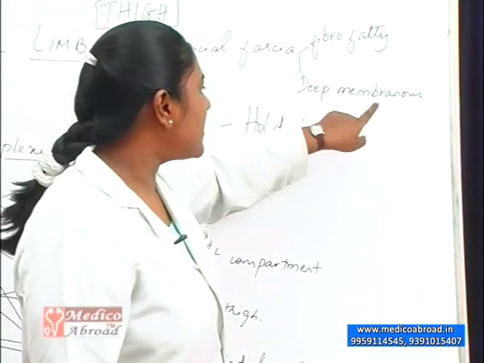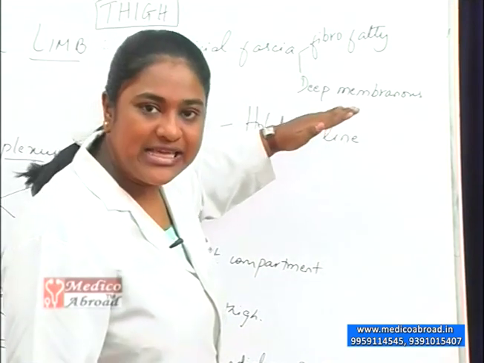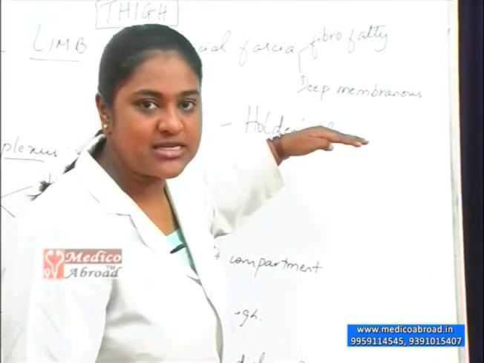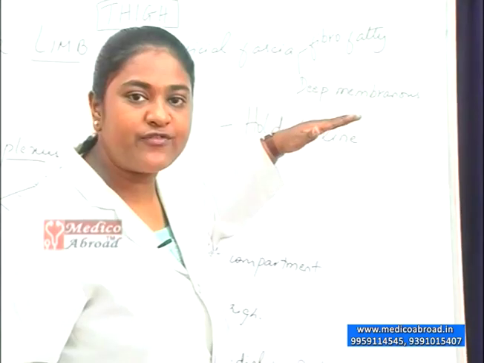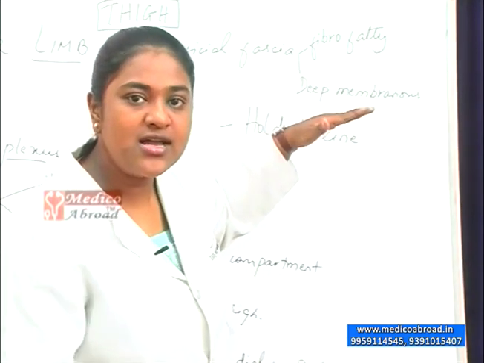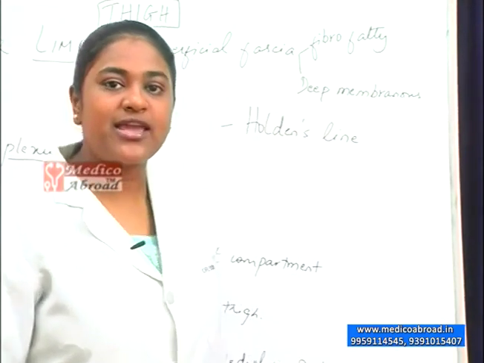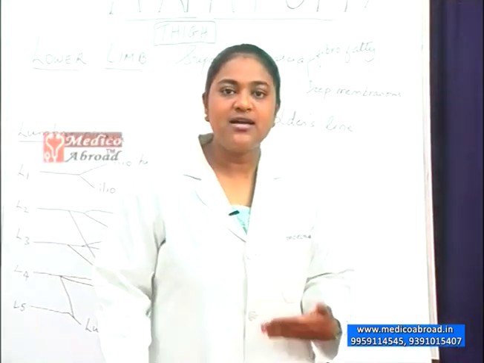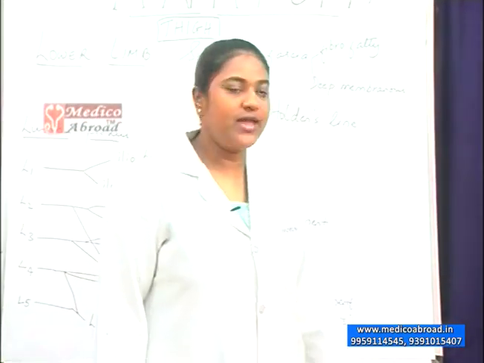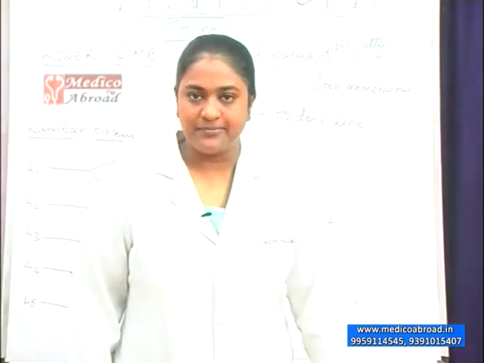So it's an area where it is the actual limit between the continuation of the fascia from the anterior abdominal wall and the thigh. This is the demarcation between the abdomen and the thigh or the lower limb. It's called the Holden's line.